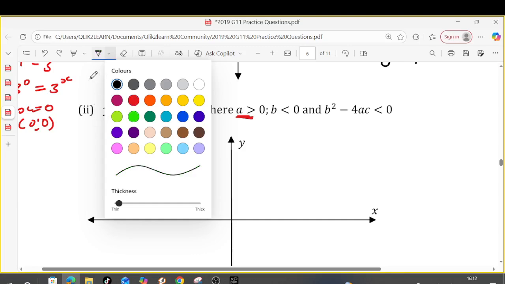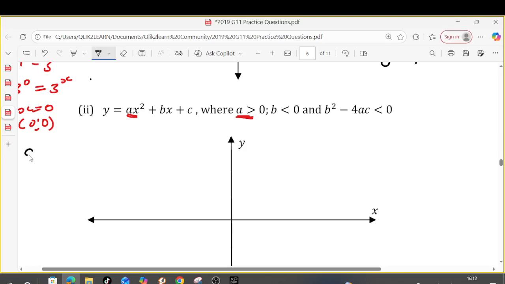So what I'm going to say is that I'm already given that a is greater than 0. My graph will be concave up. That's what I know so far. I need to draw the graph, and as you can see, that's the only information we are given. A greater than 0.